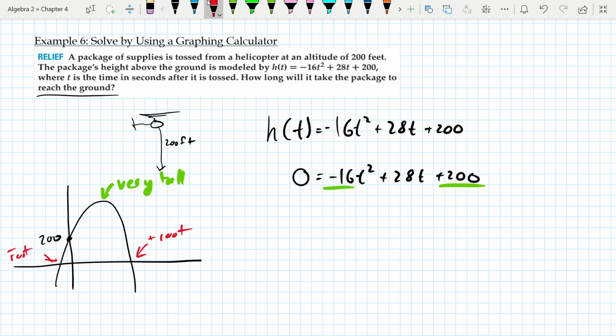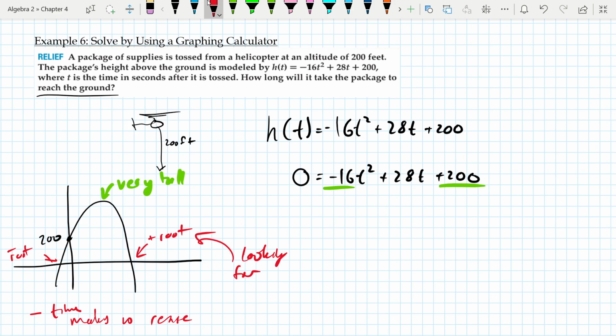Let's think about what those things mean. A negative root would be negative time. So before it's dropped, it hit the ground. That doesn't make sense. In reality, this model only works after it's dropped. So there is no time before it is dropped. So there's going to be a solution that we get, the negative root, and it makes no sense. Over here, the positive root, that's the one we're looking for.